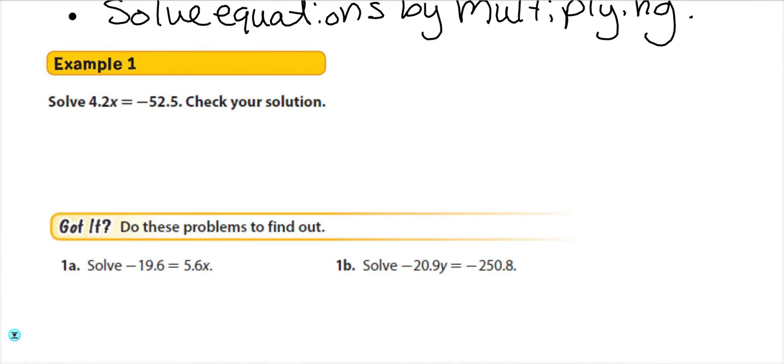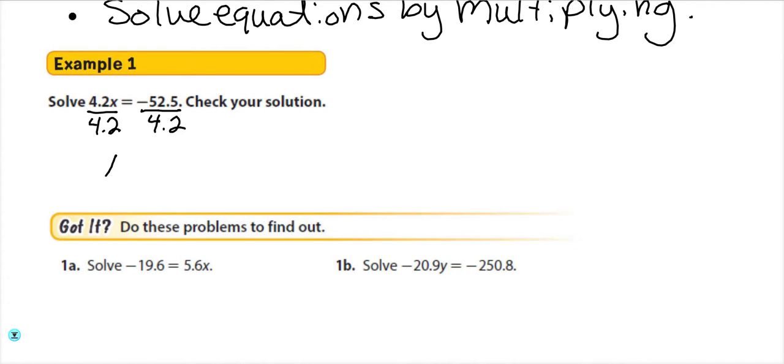So we're going to solve 4.2x equals negative 52.5, and we're going to check the solutions this time. All right, so remember that 4.2x means times, so to get rid of it, we're going to divide, so we need to divide by 4.2 on each side. Remember what you do on one side, you do to the other, and the whole goal is to get the variable by itself.